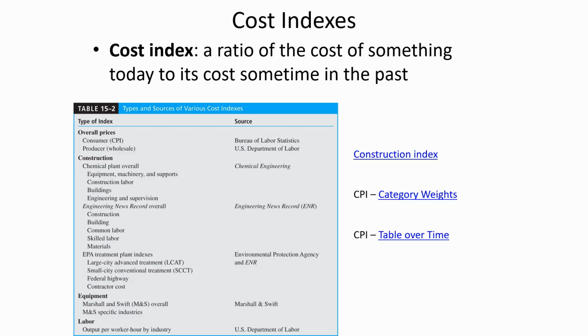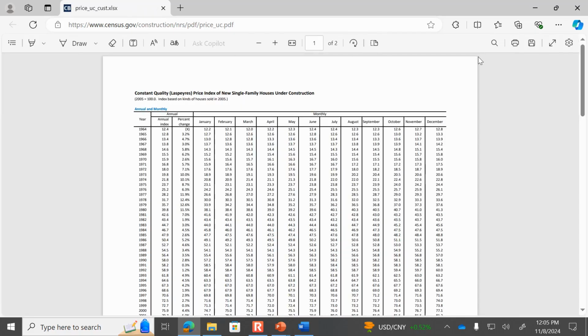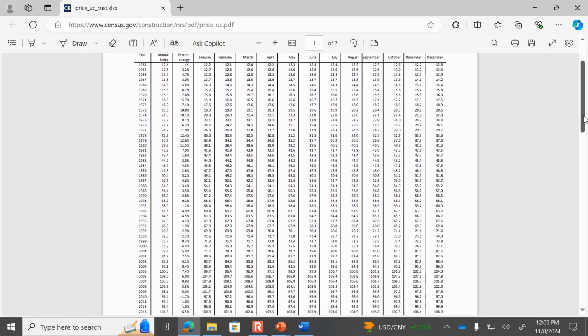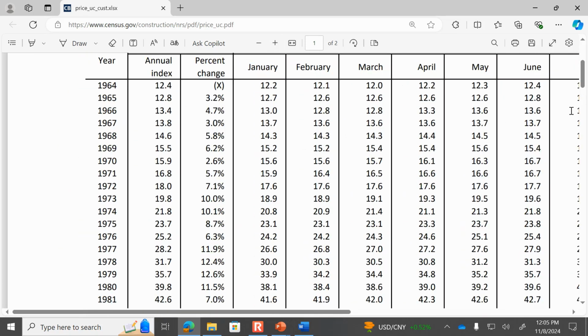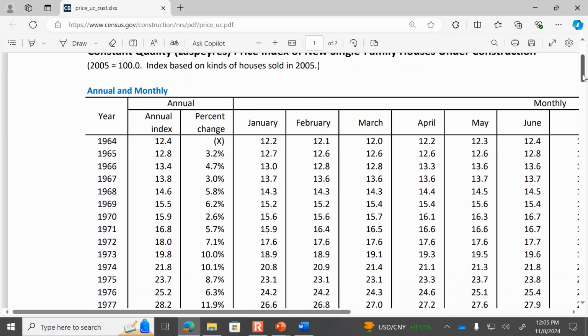A cost index is a ratio that helps you to understand how costs in the past can be used as a data source when you're preparing for a future project. So for instance, there is a construction cost index that shows the cost of single-family homes over time. And what they did is they picked a certain year and said, let's make this the baseline benchmark year. So it looks like here it's 2005. I know this is hard to see, but let me zoom in a little bit. So if 2005 is the baseline year for how much it costs to build a single family home, what they're saying is in 1964 it cost 12.4% of the cost in 2005.